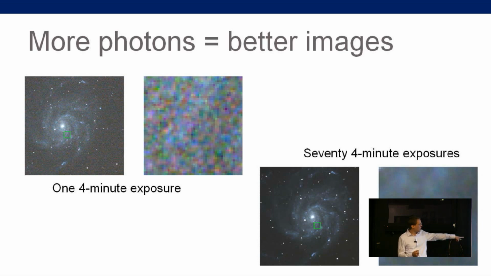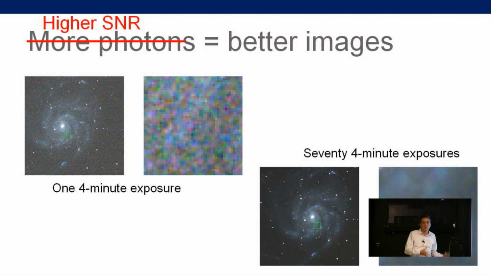So you can see here, this is one 4-minute exposure, and I magnified a little bit of it there. And you can see that it doesn't look that great. But if you average 70 4-minute exposures, 280 minutes, you get a much smoother image, because you have a more accurate read on what the brightness level is, a more accurate count of the photons. But a more nuanced way of looking at this is that it's really a higher signal to noise ratio. It's not just about the number of photons. It's about the ratio of the number of photons you've captured to the noise that's inherent in that signal.